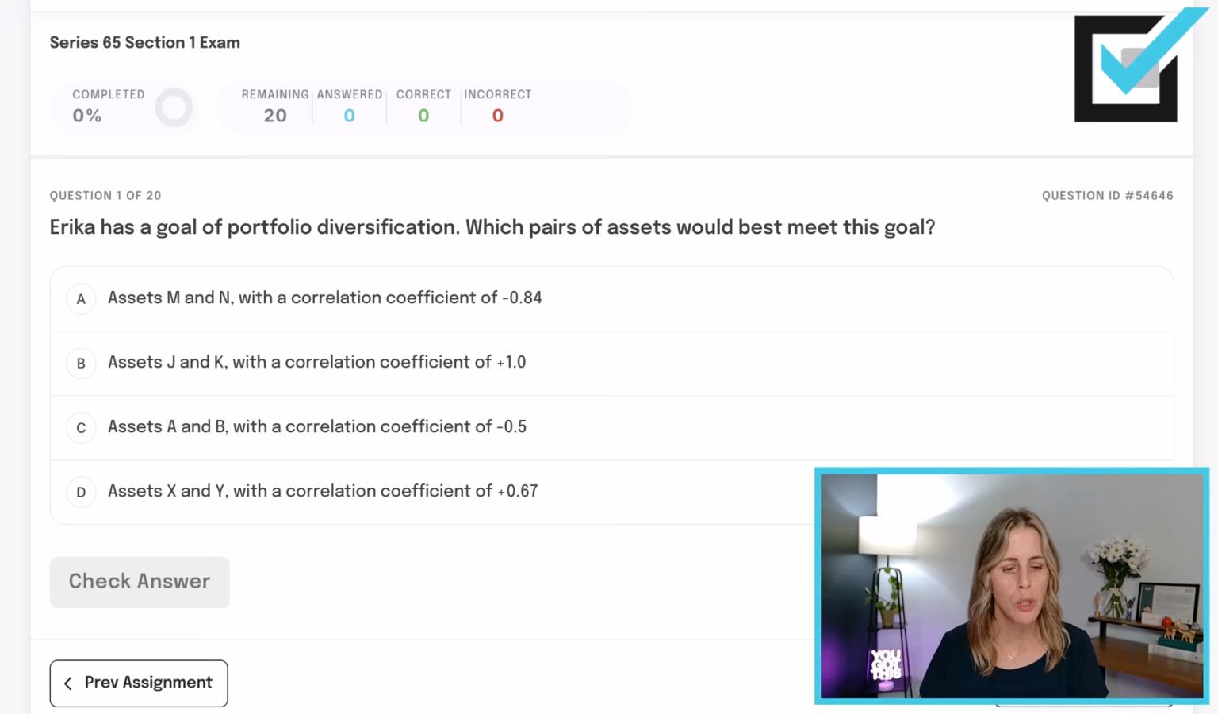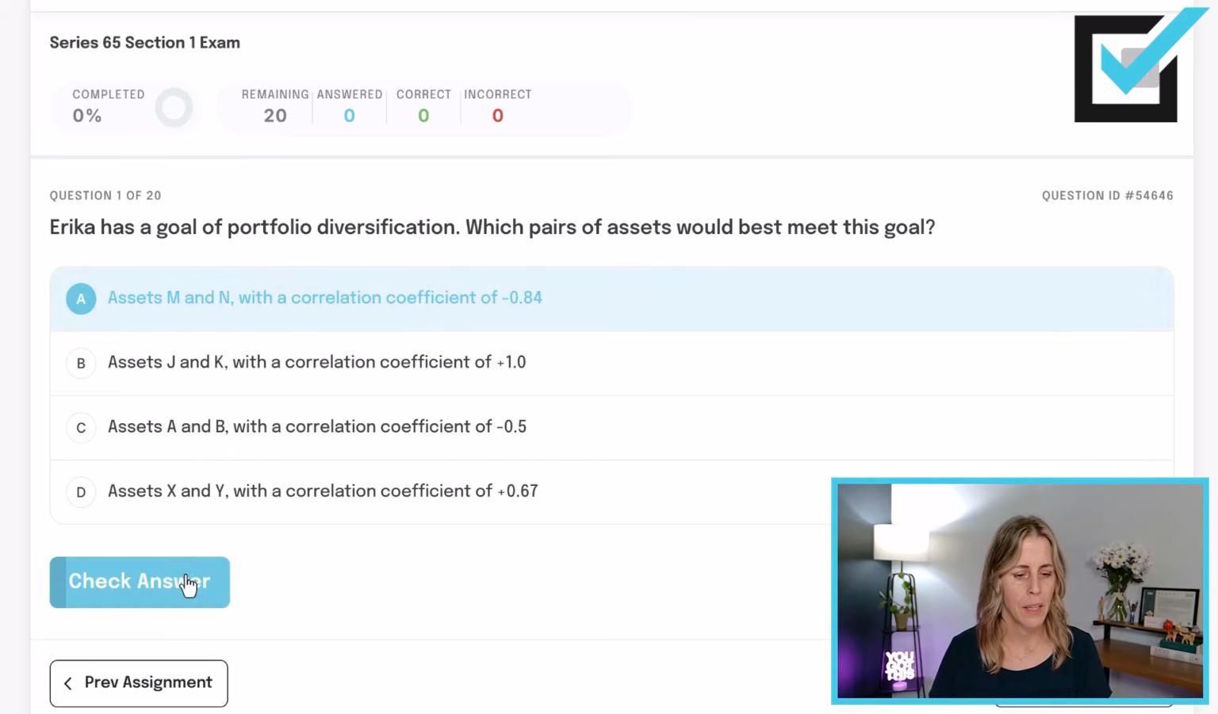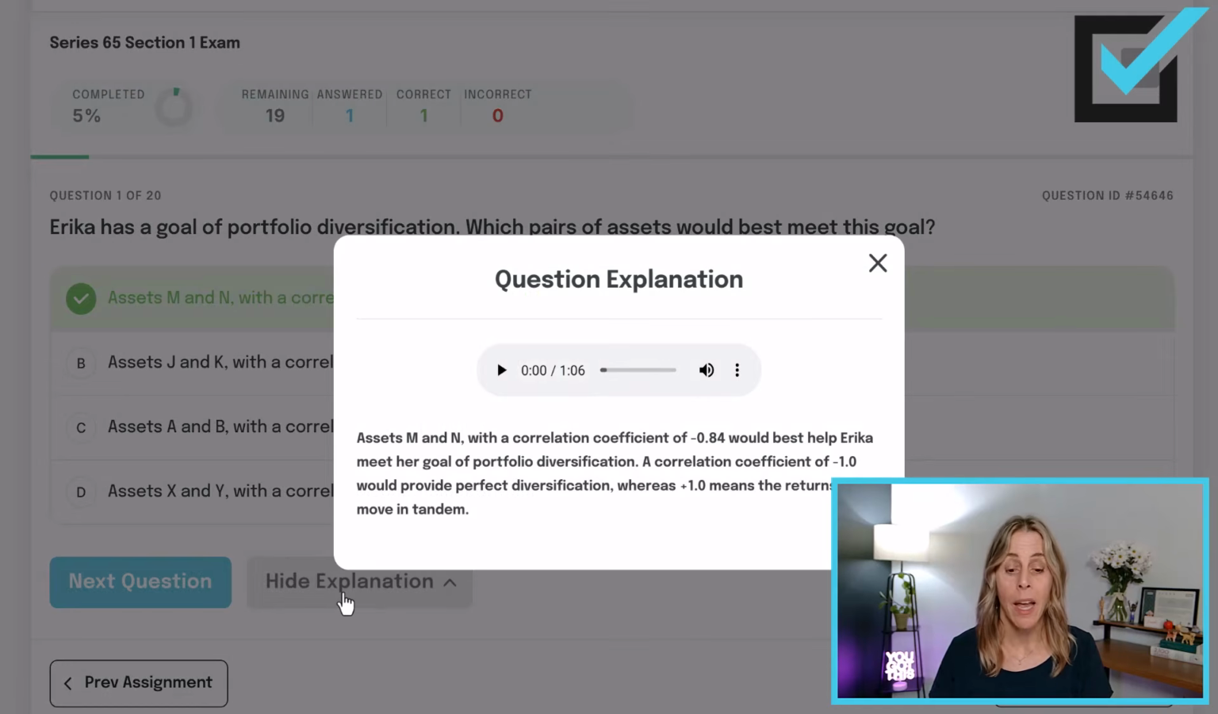So you choose what you believe is the correct answer, click check answer. We got it right. You can always click show explanation and read the rationale, or you can listen. Erica has a goal of portfolio diversification. It's me. So all of our questions have a full audio explanation for you.